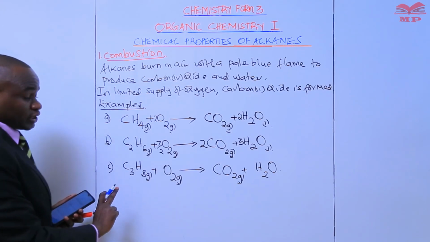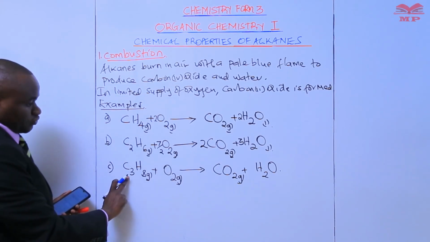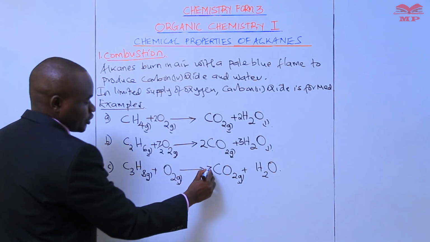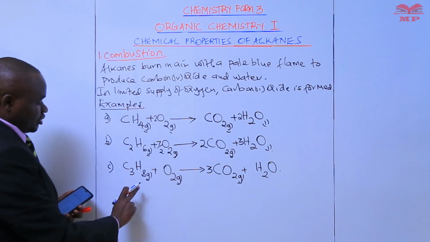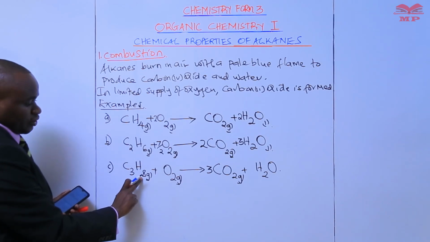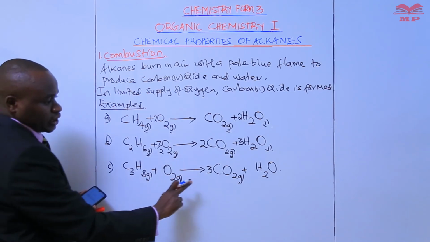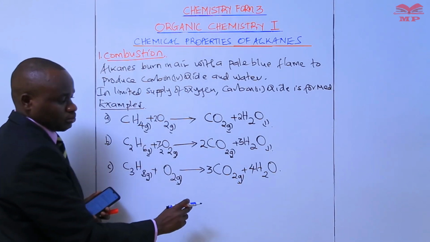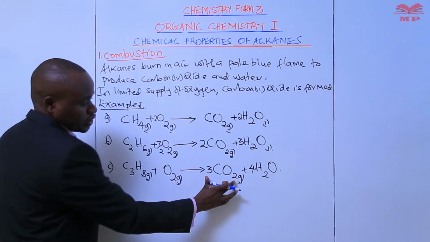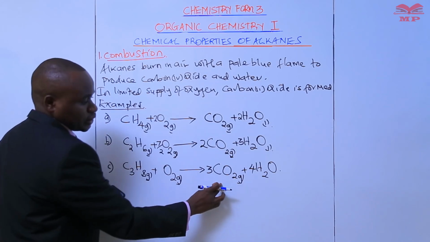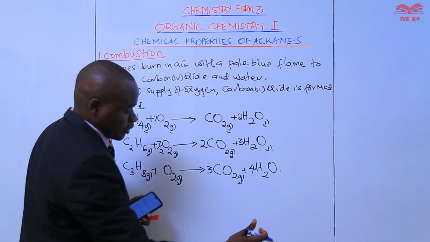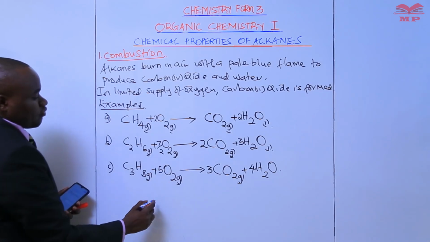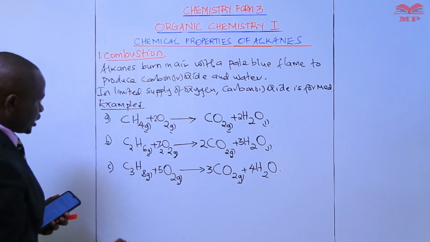Balancing, we start by carbon. You have 3 atoms of carbon on this side, then this side has 1. So to balance, I put here 3, I multiply by 3. Come to hydrogen, I'm having 8, this side has 2, so I multiply this one by 4 to make it 8. That will mean oxygen atoms on the right hand side are 2 times 3, 6, plus 4, that is 10. So to make this side have 10, I multiply by 5. So that equation is balanced.